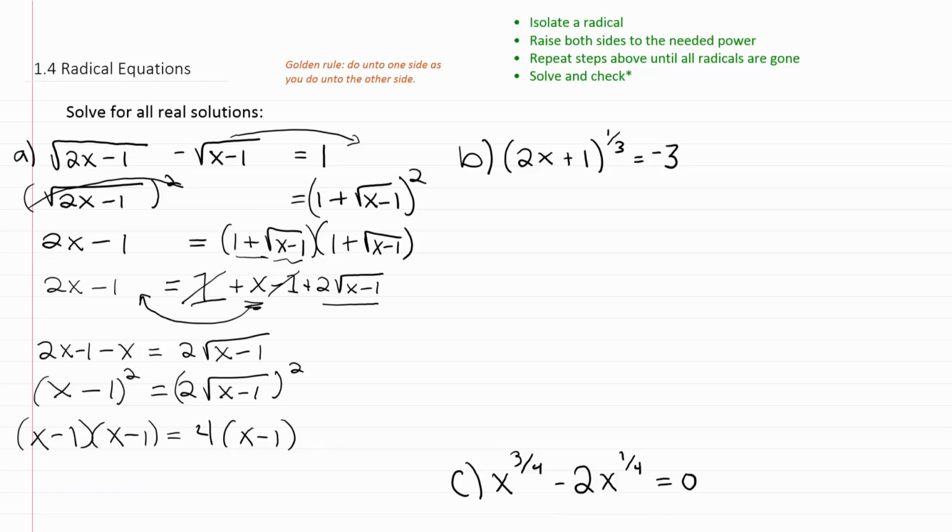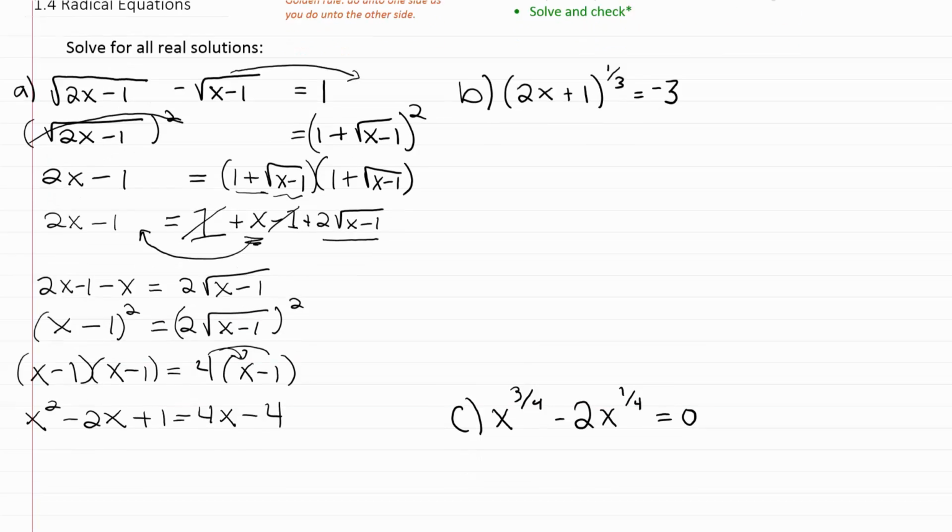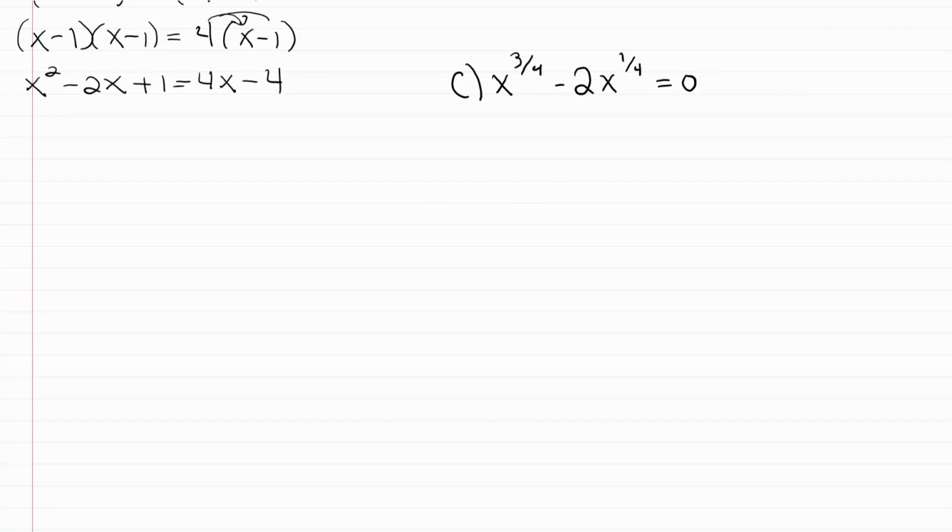All right, and if we FOIL x minus 1 times x minus 1, we'll get x squared minus 2x plus 1, again using that memorized pattern. If we distribute the 4 into the parentheses here, we'll have 4x minus 4. And then we simply have a quadratic which we can set equal to 0 and solve.